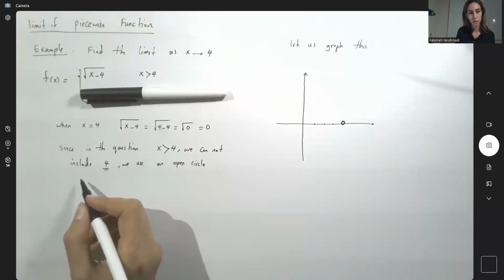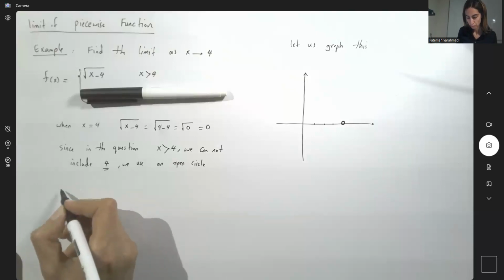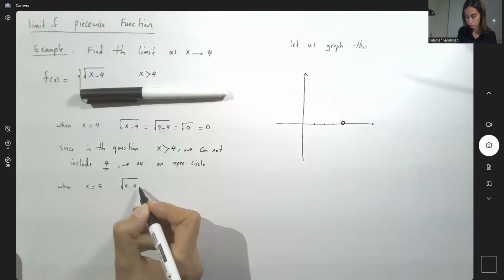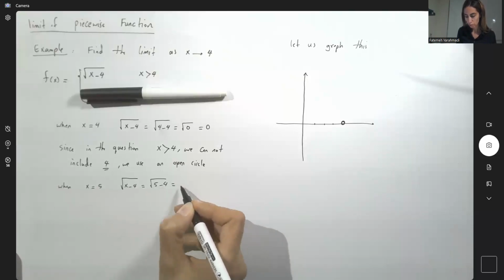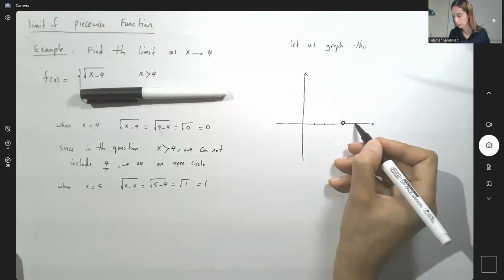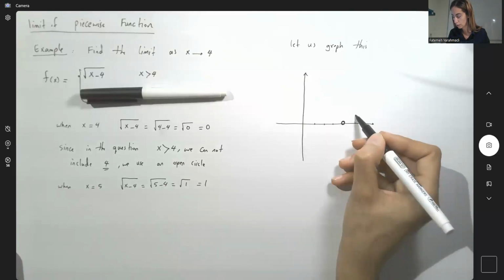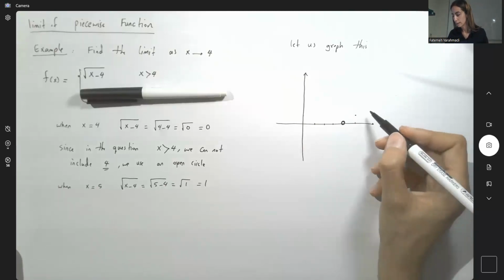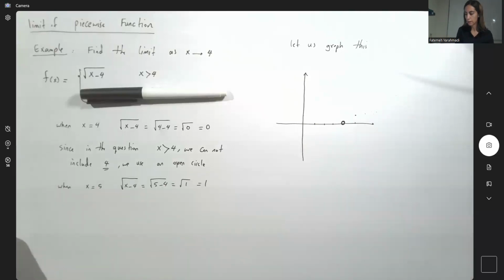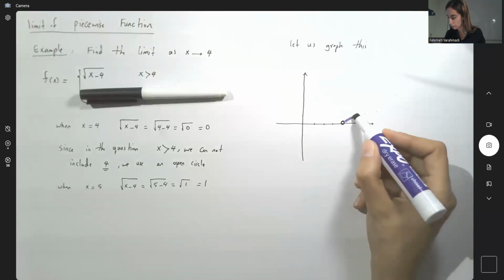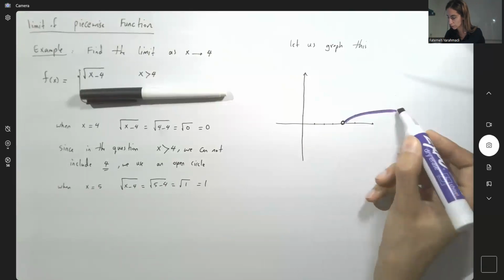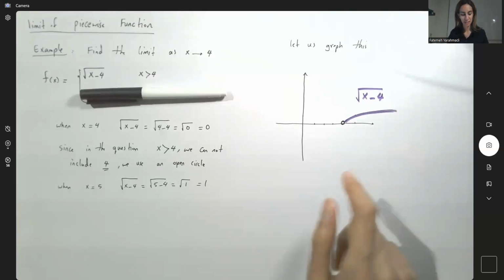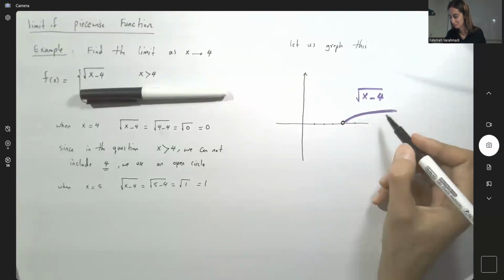Then x is equal to, for example, 5. We end up with square root of 5 minus 4, which is square root of 1, or 1. So at 5, I have a 1, and I can start plugging in 6, 7, 8, 9, 10, and get the rest of these points. If I connect these, this is the graph of square root of x minus 4. This is one piece of your function.